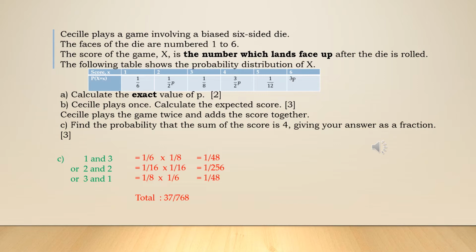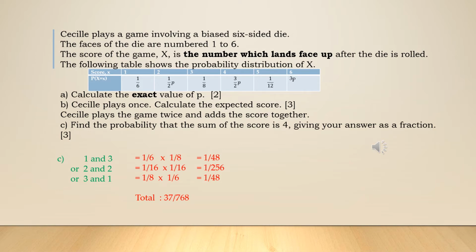Now we get the probability that it lands on 1. We look at the table, it's 1/6, and the probability of it landing on 3 is 1/8. So 1/6 times 1/8 equals 1 over 48. For 2 and 2, we know the value of our p a while ago was given as 1/4. So 1/4 times 1/4 is 1 over 16. So 2 and 2 is 1/16. And the last combination will be 3 and 1. 3 is 1/8 and 1 is 1/6.